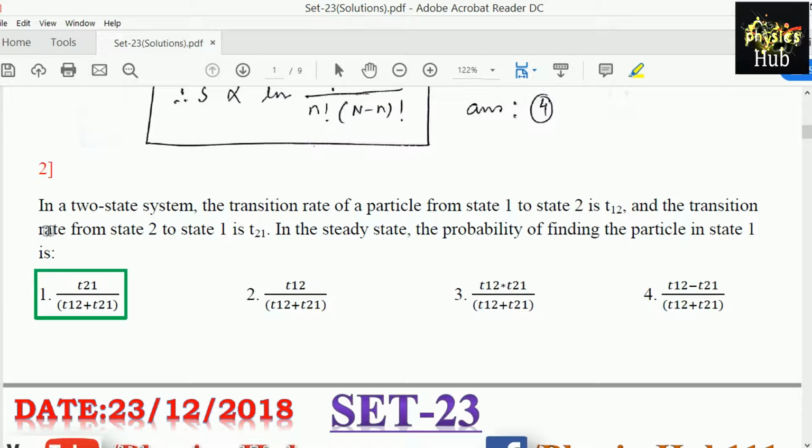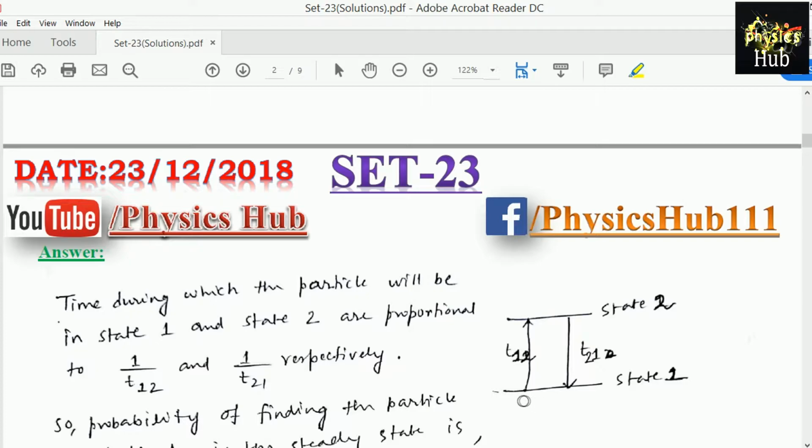Now, question number 2. In a two state system, the transition rate of a particle from state 1 to state 2 is t12, and the transition rate from state 2 to state 1 is t21. In the steady state, the probability of finding the particle in state 1 is, so this is state 1 and state 2, and the time taken to transit from state 1 to 2 is t12, and from 2 to 1 is t21. Therefore, the times during which the particle will be in state 1 and state 2 are proportional to 1 by t12 and 1 by t21.